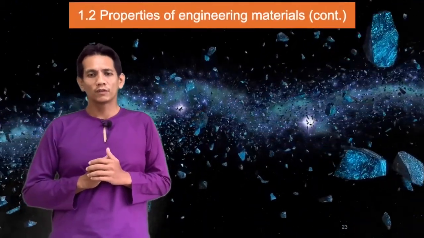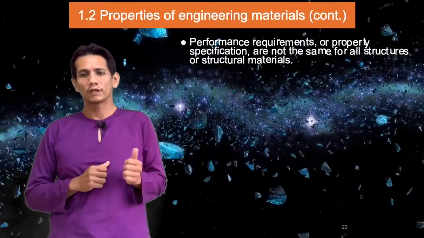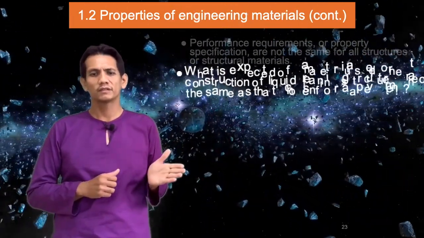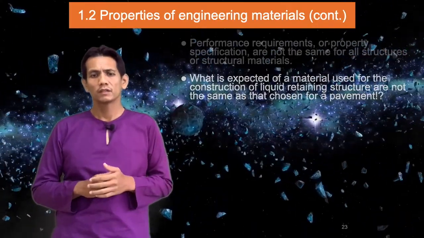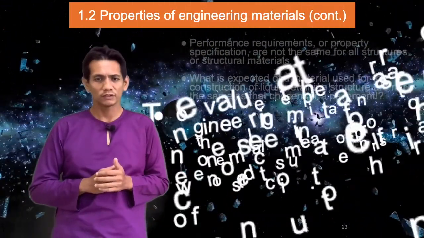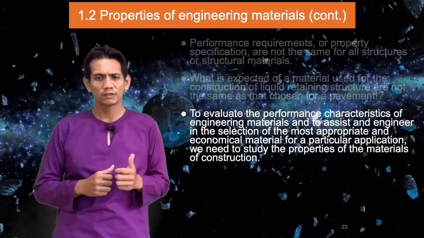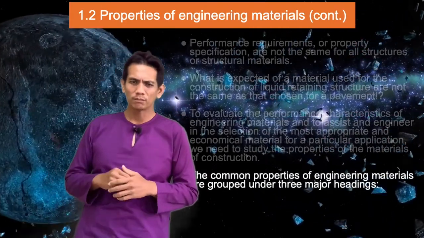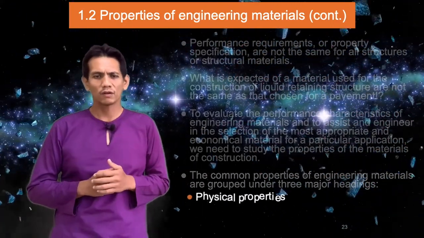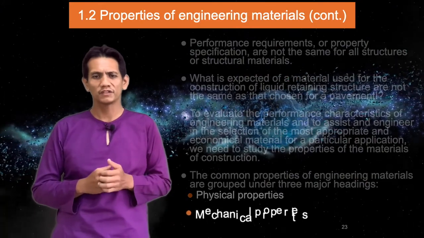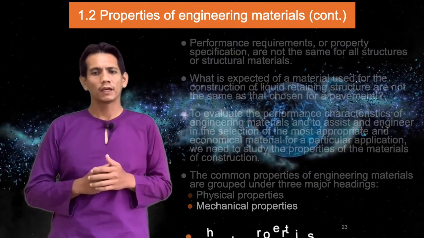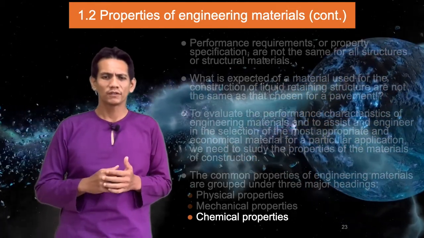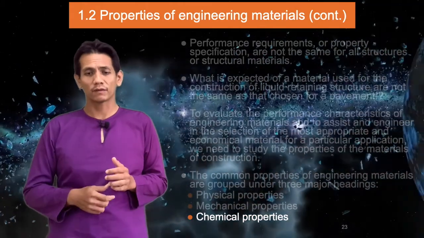So we continue with properties of engineering materials. The performance requirements or property specifications are not the same for all structures or structural materials. So what to expect of a material used for a liquid retaining structure is not the same as that chosen for pavement. So to evaluate the performance characteristics of engineering materials and to assist an engineer in selection of the most appropriate and economical material for a particular application, we need to study the properties of the material itself.